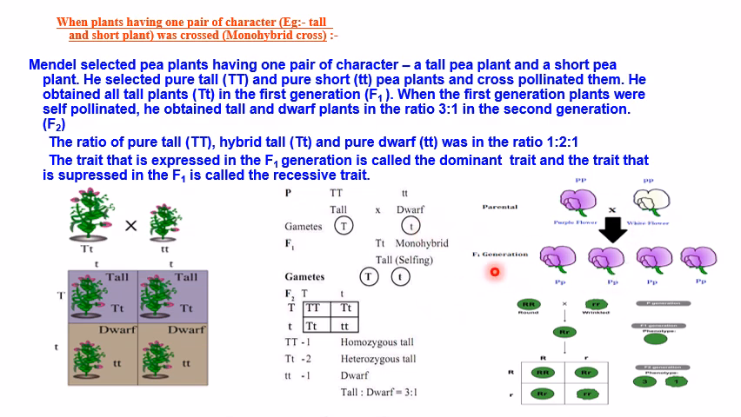Here is another example, purple flower and white flower. When he made a cross, in the F1 generation he obtained all purple flowers. Like that, he also crossed round and wrinkled seeds, and in F1 he obtained round seeds. In F2 it is also in the 3 is to 1 ratio, round seeds and also wrinkled seeds. This is the monohybrid cross explained by Mendel.